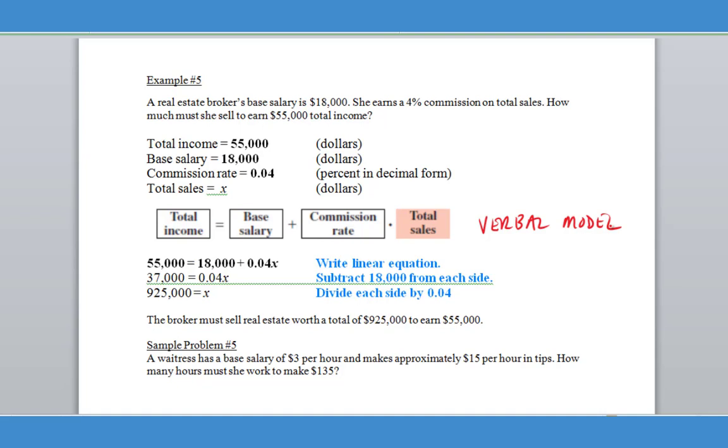Now, my commission rate times my total sales technically represents my total money from the commission. So I could even simplify this verbal model even further. I could say that my total income, and I'll just abbreviate that, is equal to my base salary plus my commission earned.